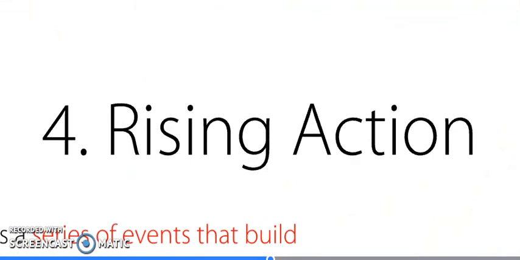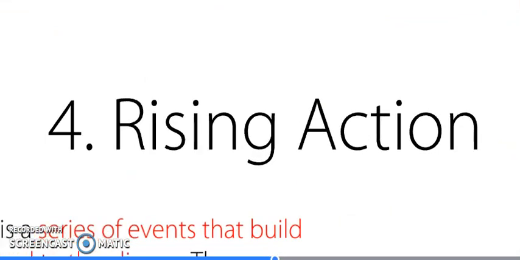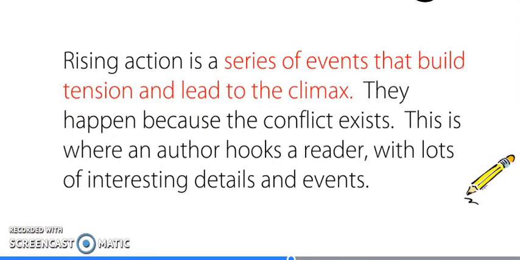All right, now we get to the rising action. The rising action is the series of events that build tension and lead to the climax. Notice that it's a series of events. It's a whole bunch of things that happen. It's probably like 50 to 70% of the story. There's always going to be multiple events in the rising action, and each one helps to add tension or suspense or intrigue or interest as the story builds towards the climax.